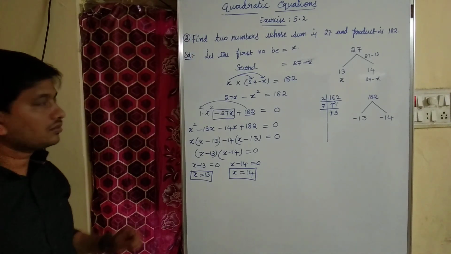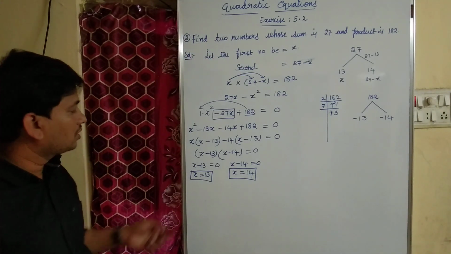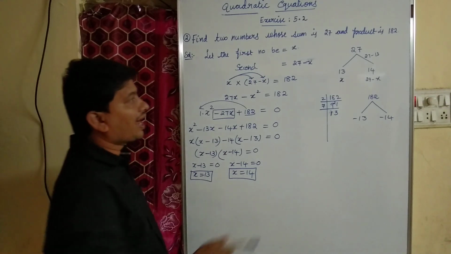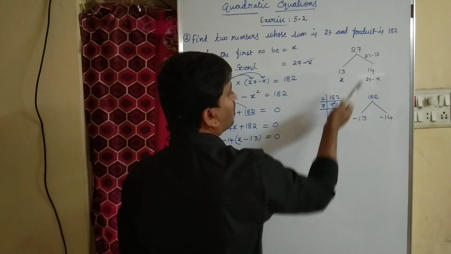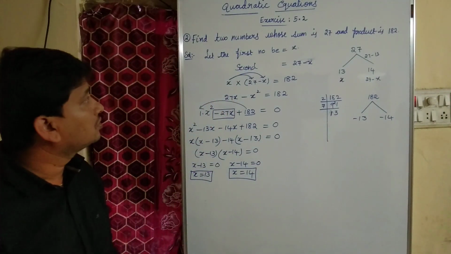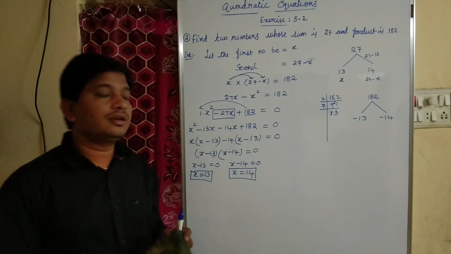Actually, they are asking to find two numbers. What are the two numbers? The two numbers are 13 and 14. If I add 13 to 14, I get 27. If I multiply 13 into 14, I get 182. So the two numbers are 13 and 14.